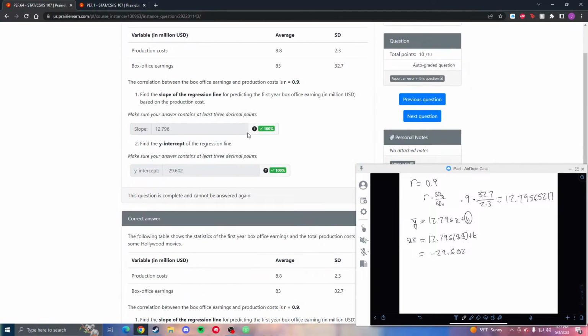So this one, we've done it a bunch today. Memorize this formula.